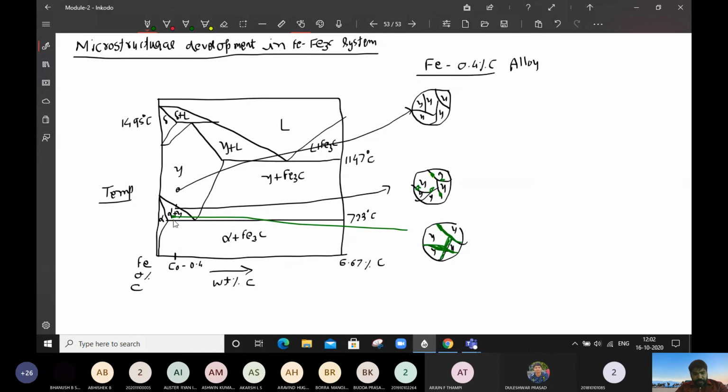Now the question is, when you are going to cool this alloy that we have taken below this line, below this eutectoid line, what will happen? Suppose you have cooled this alloy to this point. At this point, we are having this microstructure, and now you are cooling this alloy from this point to this point. Now what will happen?